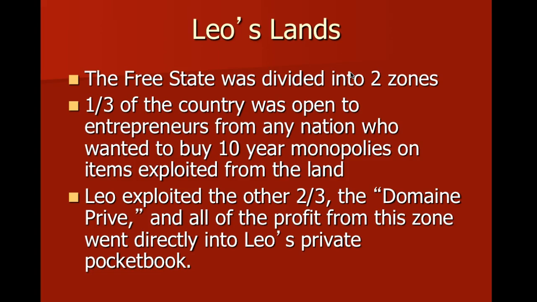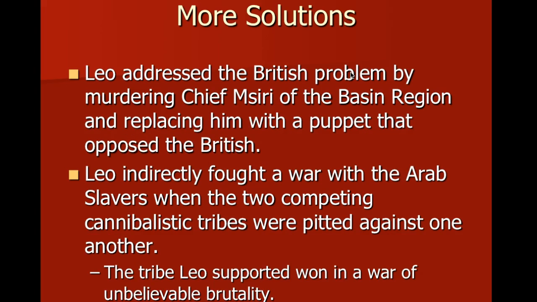A third of the country was open to entrepreneurs from any nation who wanted to buy 10-year monopolies on items exploited from the land. So he encouraged outside investment and capital. And then Leo himself exploited the other two-thirds, the domaine privé. And all the profit from this zone went directly into Leo's private pocketbook. And the money came from the rubber industry, which we're going to talk more about.